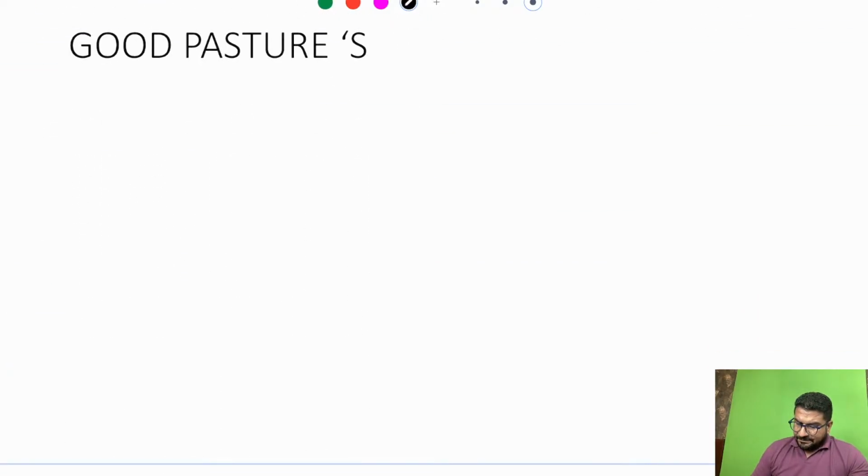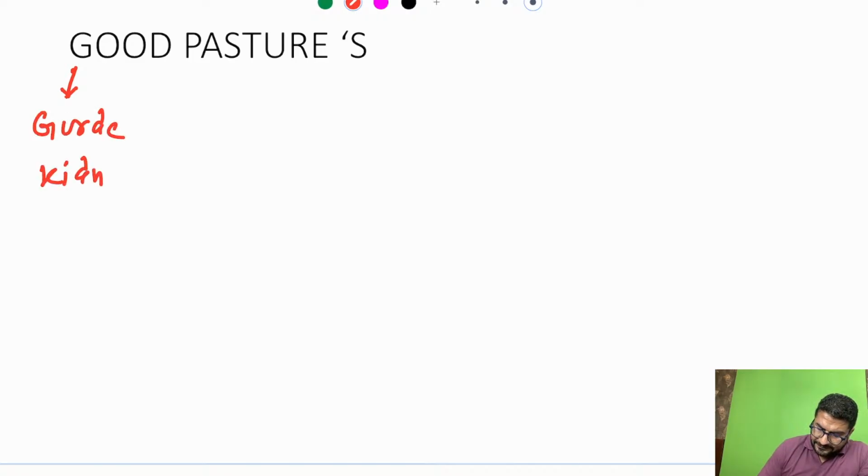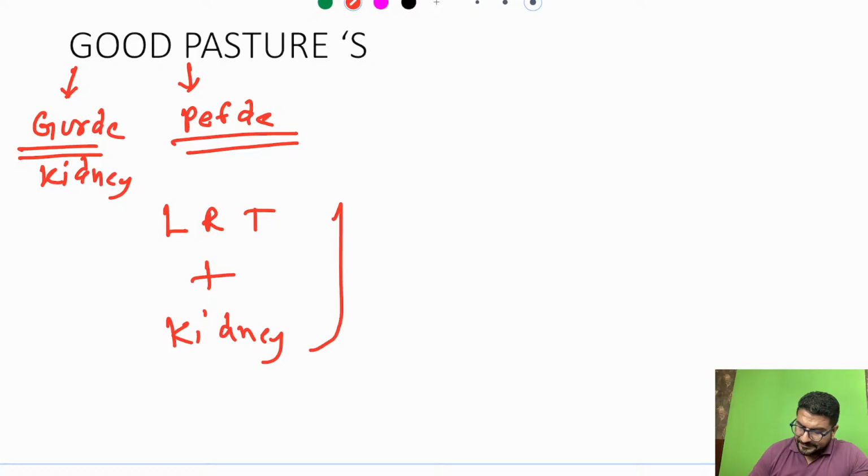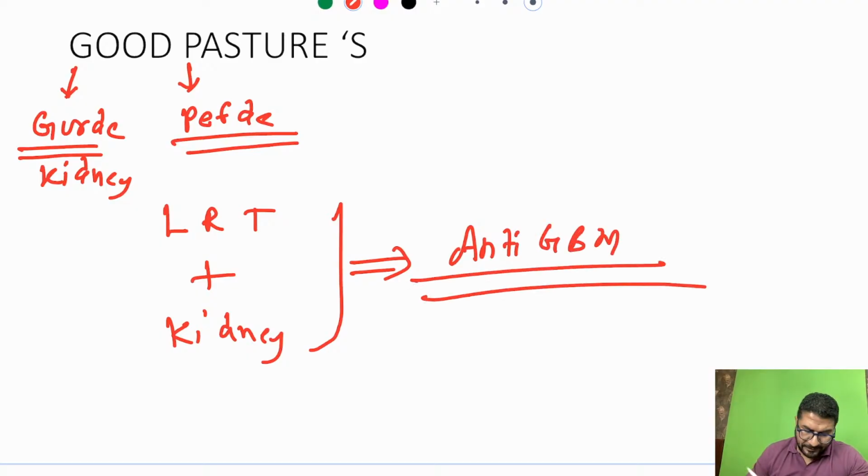Done. Goodpasture. So G for good means गुर्दे. गुर्दे को क्या बोलते हैं? गुर्दे means kidney. So this is a disease that's affecting kidney. P for phephde. Phephde means lungs. So this disease will affect your kidney and lungs. I told you how you will differentiate this from Wegener's. The closest differential will be Wegener's. Wegener's में क्या होता है? Upper respiratory tract भी involved होता है. In Wegener's you will see upper respiratory tract is also involved. So this is about your Goodpasture and an antibody. The antibody that we find here will be anti-GBM. Anti-GBM means anti-glomerular basement membrane antibody.